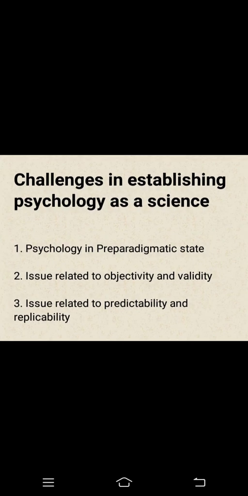Next one. So we are here with a different topic. In your textbook, it is 1.5: challenges in establishing psychology as a science. If you want to choose a subject and prove it as a science, we face lots of problems. First problem is that psychology is in a paradigmatic state.